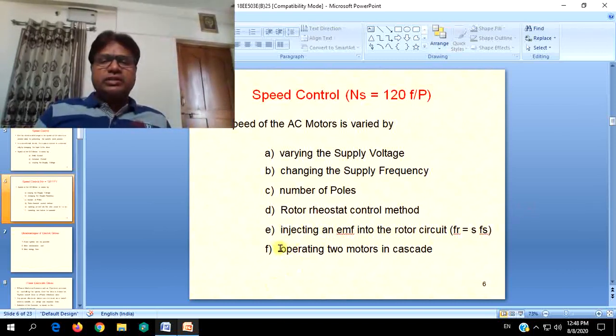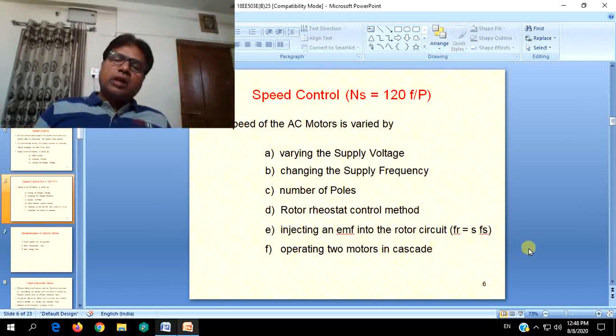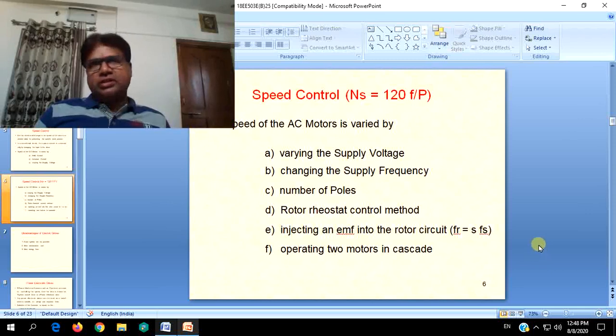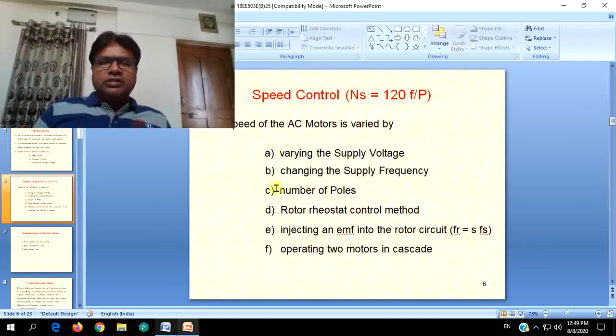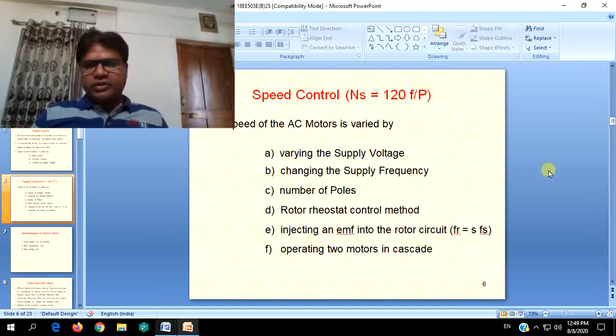The other method is operating two motors in cascade. To control the speed of a given induction motor, you need an identical induction motor connected in cascade, in which you can obtain speeds in steps, and 3 speeds are achievable. This is rarely used owing to its cost and other control problems. Mainly, the first 5 procedures can be used for the speed control of AC motors.